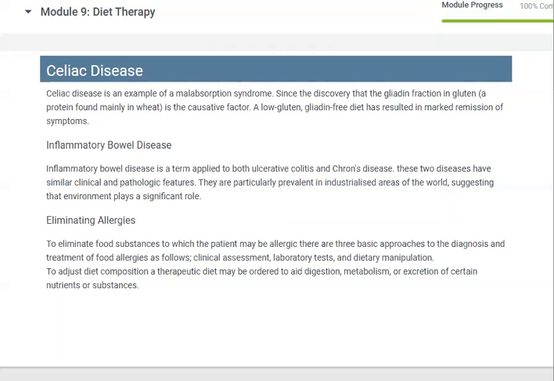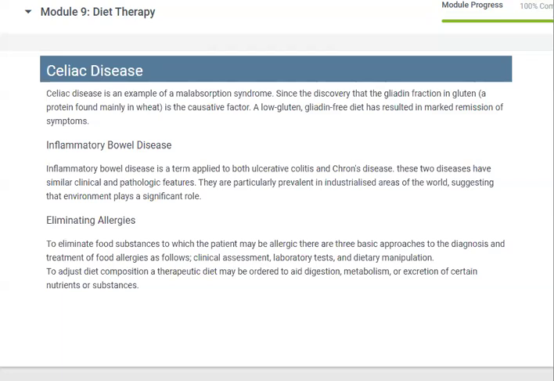Celiac disease. Celiac disease is an example of a malabsorption syndrome. Since the discovery that the gliadin fraction in gluten, a protein found mainly in wheat, is the causative factor, a low-gluten, gliadin-free diet has resulted in marked remission of symptoms.